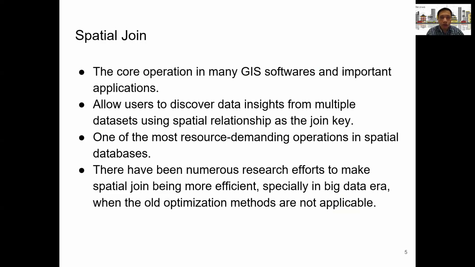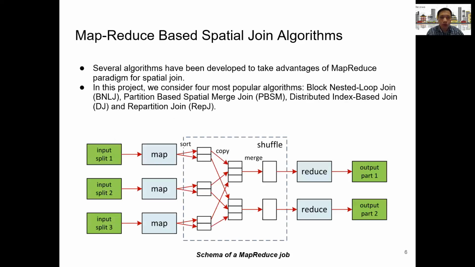So what is spatial join? Spatial join is a core operation in many GIS software and important applications. It allows users to discover data insight from multiple datasets using spatial relationship as a join key. However, spatial join is also one of the most resource-demanding operations in spatial databases. There are a lot of research efforts to make spatial join work better, especially in the big data era, when the traditional optimization methods are not applicable.